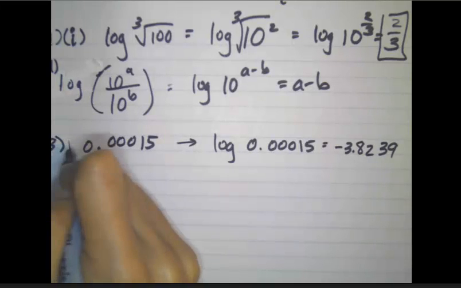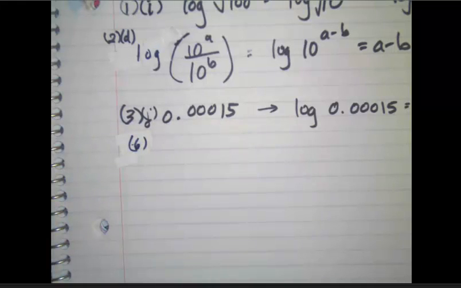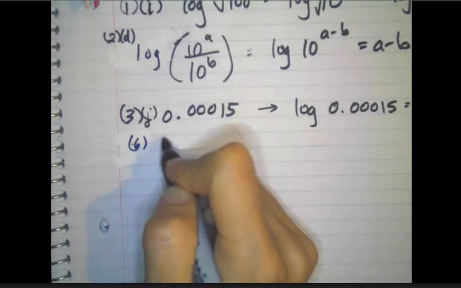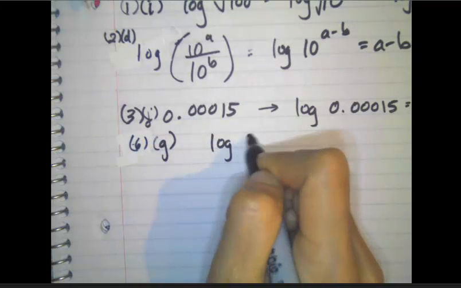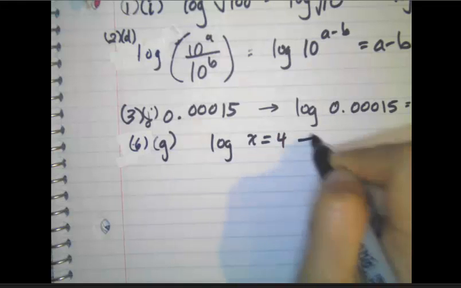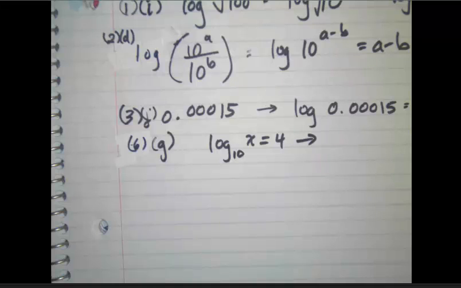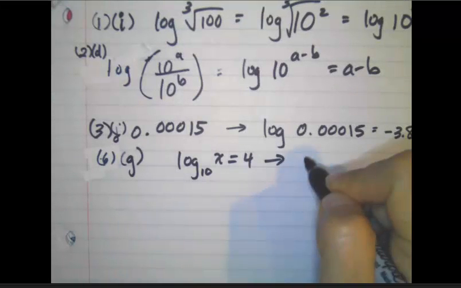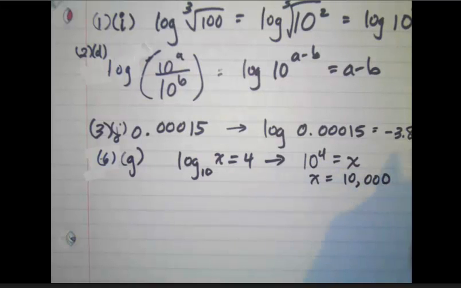That was letter J. Let's go to number 6. And we want to find x if. So I'm going to go ahead and write down letter G. So we have log x is equal to 4. Therefore, what we can do is we know that the base is 10. And we're going to rewrite that as 10 to the 4th is equal to x. So therefore, x is equal to 1,000.